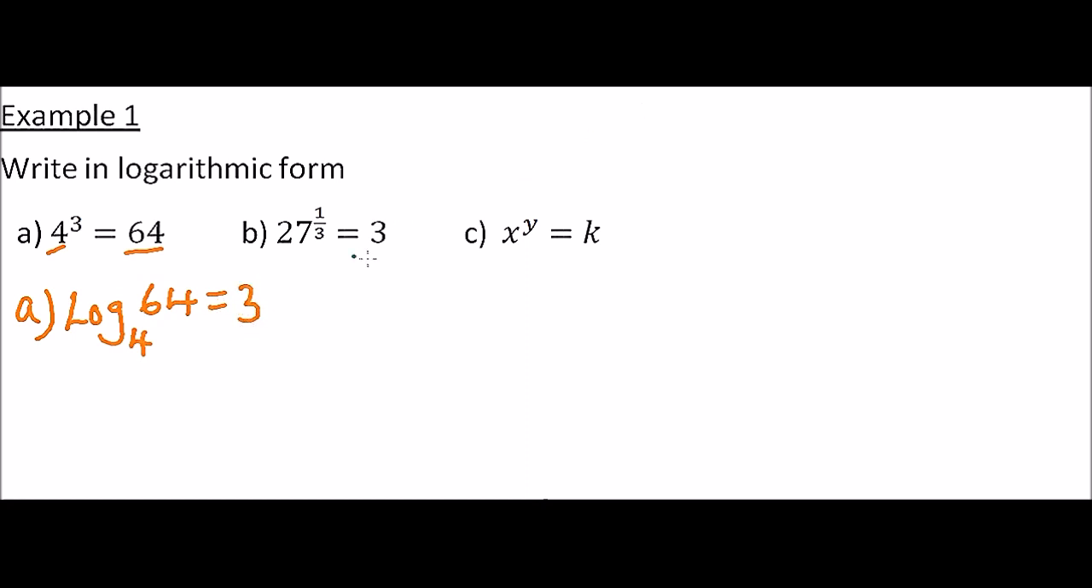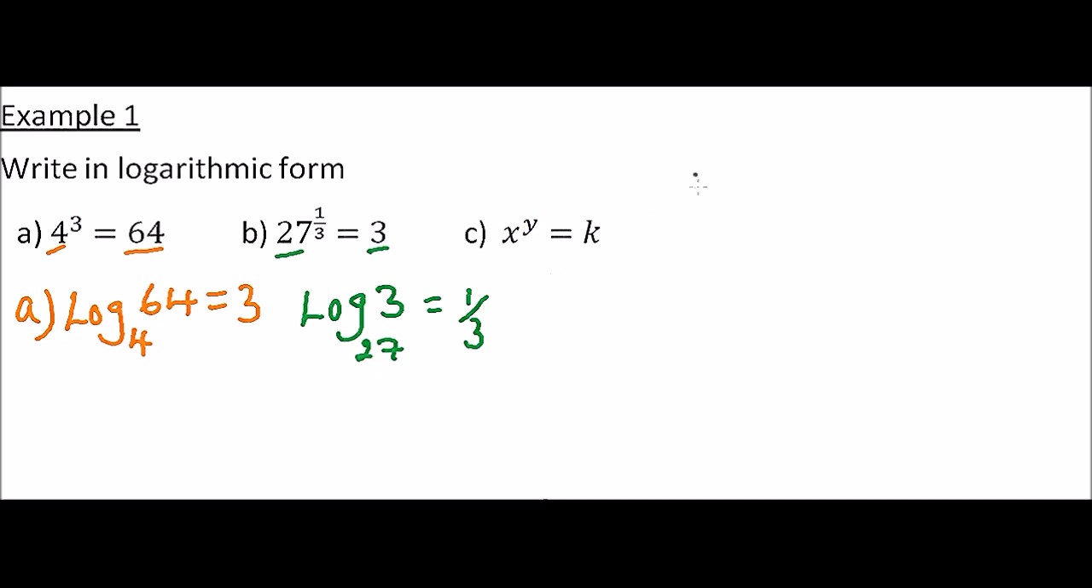Then we go to part B. We are told that 27 to the power a third is equal to 3. So we say the logarithm of 3 to base 27 is a third. So we write it like logarithm of 3 to base 27 is equal to a third.